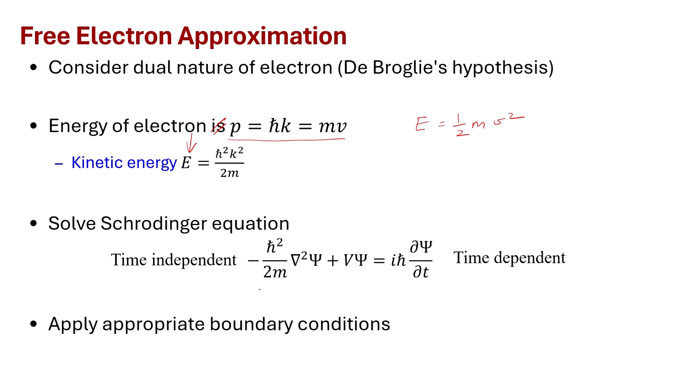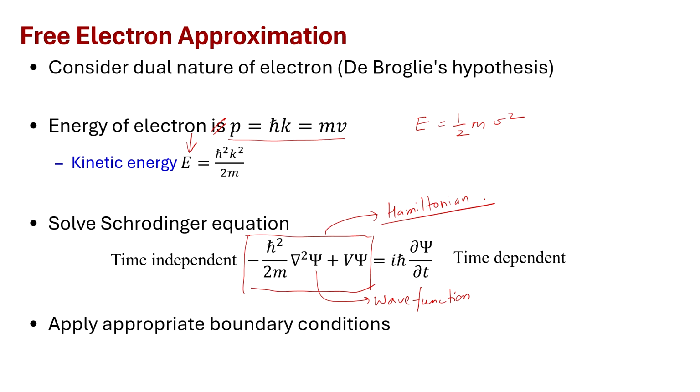So it is this part on the left that we will consider for the rest of the analysis, which is minus h cross square over 2m del square psi plus v psi, and psi is the wave function here. This is called the Hamiltonian, which is a mathematical operator. Without getting into too much of Hamiltonian mechanics, this equation is solved by applying appropriate boundary conditions, as we will see in the next few slides.